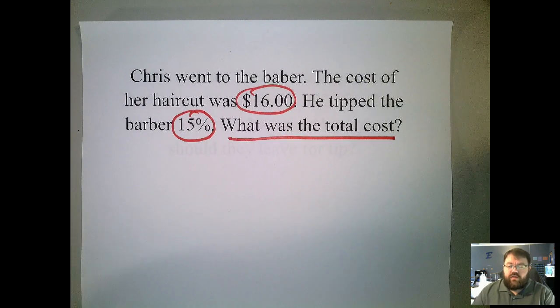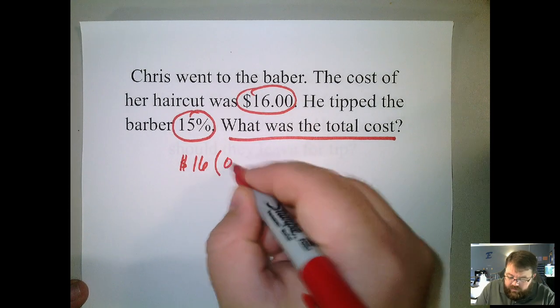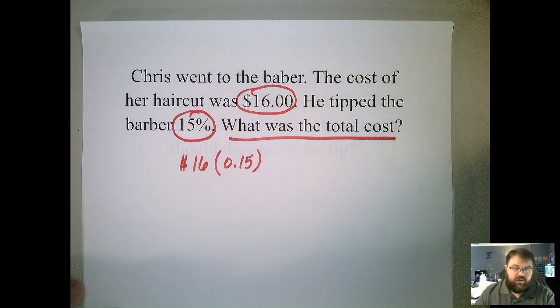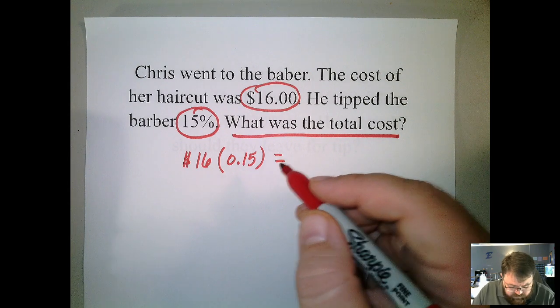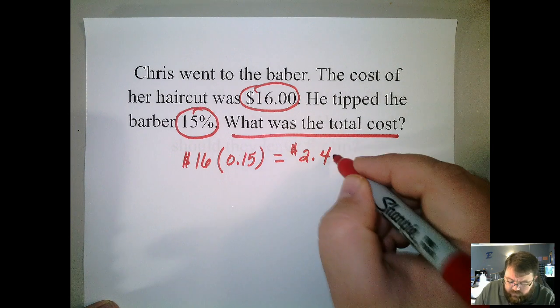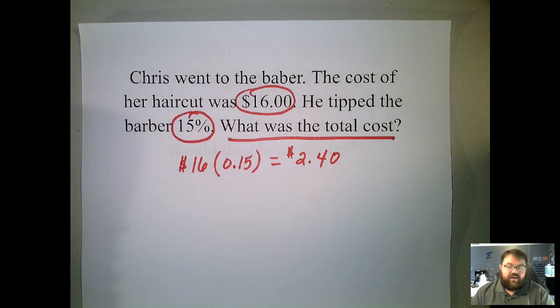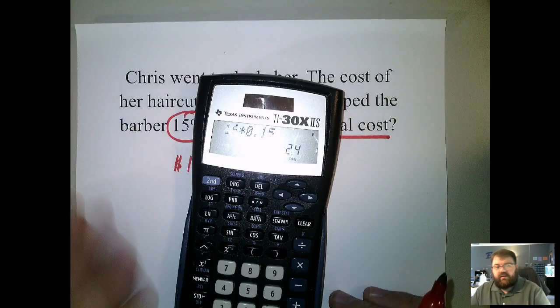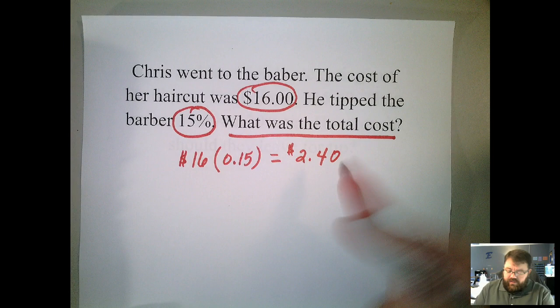Okay, so it's not just asking for the tip, it's wanting to know how much the total cost for the haircut was. We take the $16, we would multiply it by 15/100ths or 15%, and that is going to give you $2.40. Hopefully you said that. Remember, you can add the 0 behind the 4. And this is the tip.